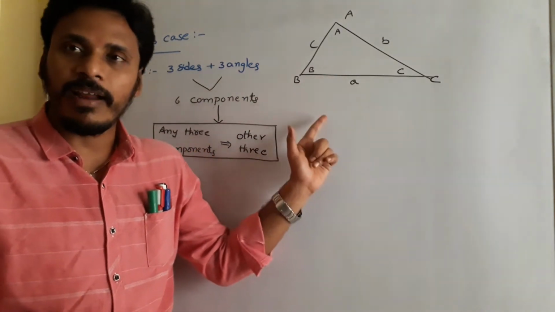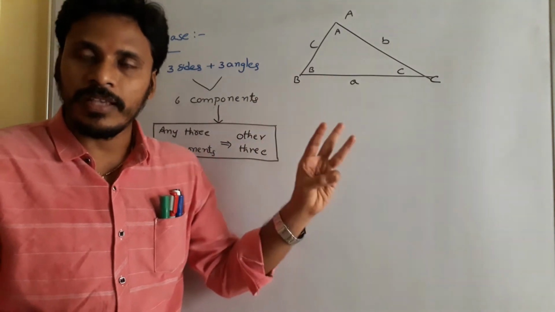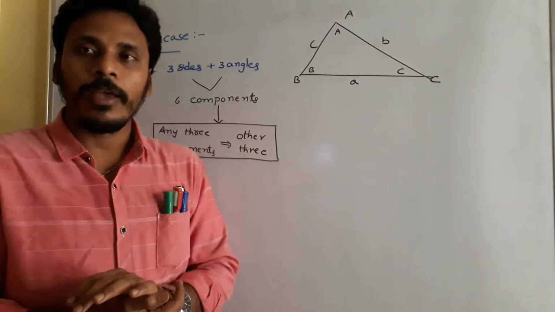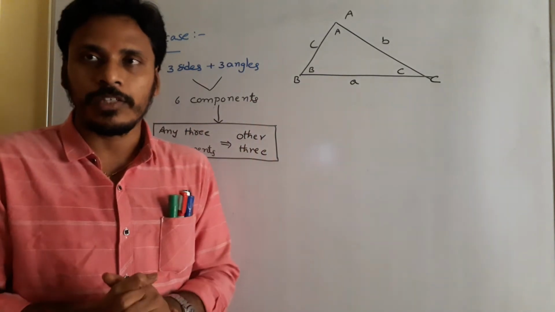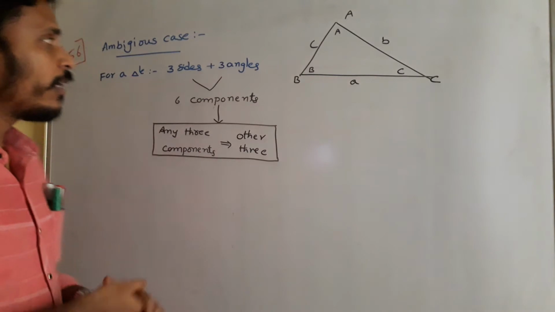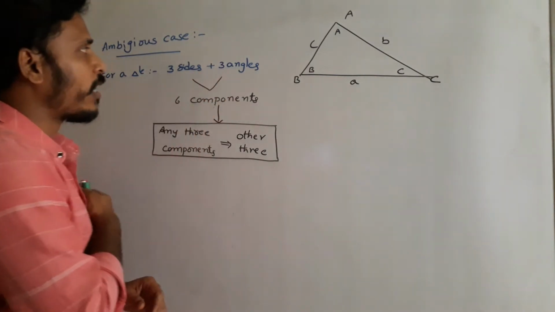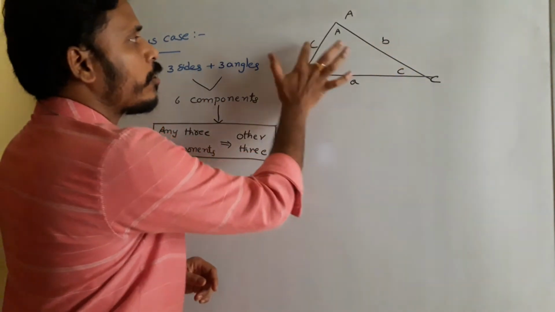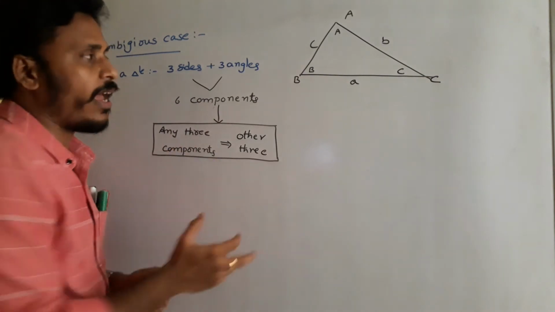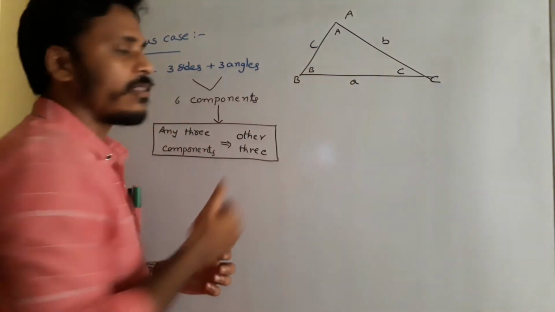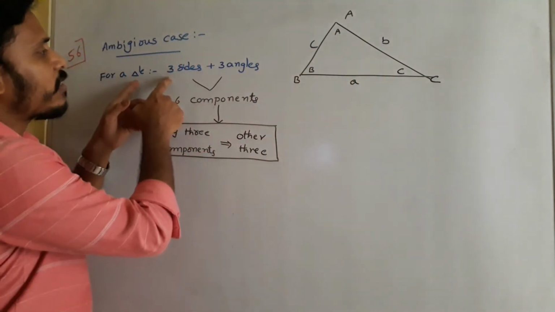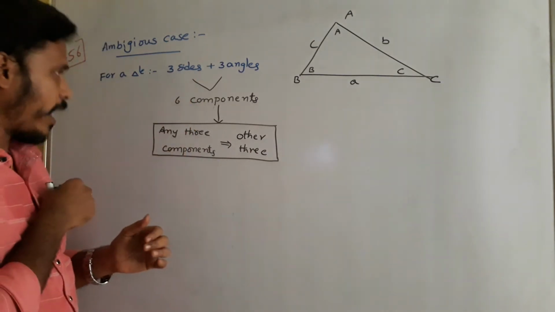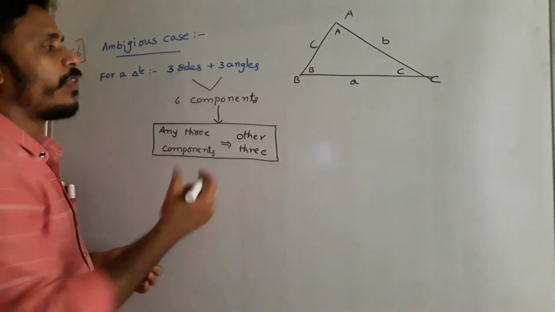the triangle. The triangle has 3 vertices, 3 sides, and 3 angles. Okay. See, you just leave the vertices for some time. Then 3 sides and 3 angles. What are the 3 sides? Small a, small b, small c are the 3 sides, and angle A, angle B, angle C are the 3 angles. These 3 sides and 3 angles together are known as the 6 components of the triangle.